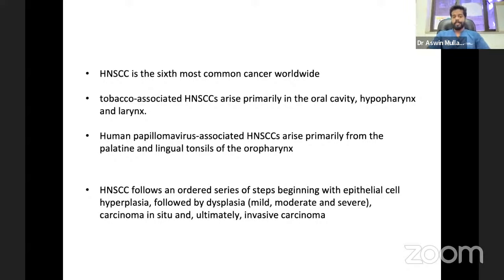Then about this HPV entity, we will be discussing in our coming slides. Then this head and neck cancers follows an ordered series. It begins with epithelial cells, with mild hyperplasia, then followed by dysplasia, which can be mild, moderate, and severe, then carcinoma in situ, and ultimately invasive carcinoma, that means squamous carcinoma. So it is like a series of events happening in and around.